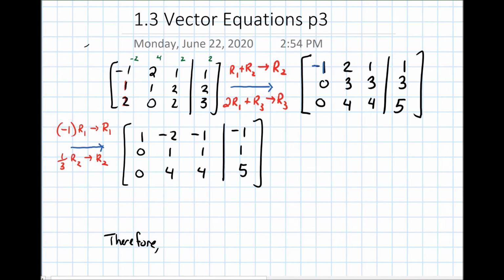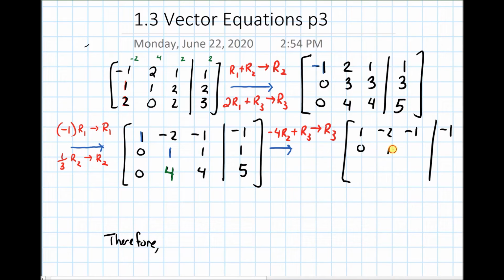Okay. All right. So next, to continue simplifying this, I see a pivot here at the 1. I see a pivot here at the 1. But I need the 4 underneath that middle one to become a 0. So let's do that by doing negative 4 times row 2 added to row 3, and let's insert that into row 3. So if we do this, the first 2 rows stay the same: 1, negative 2, negative 1 augmented with negative 1, and then 0, 1, 1, 1. Those rows stay the same.